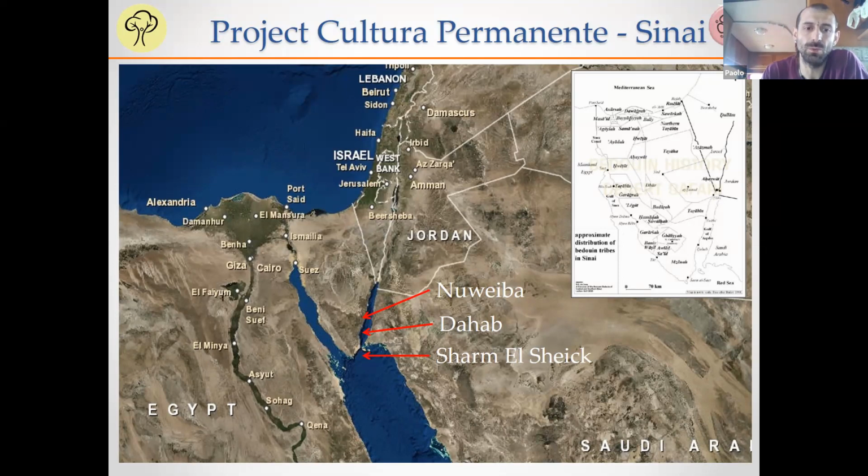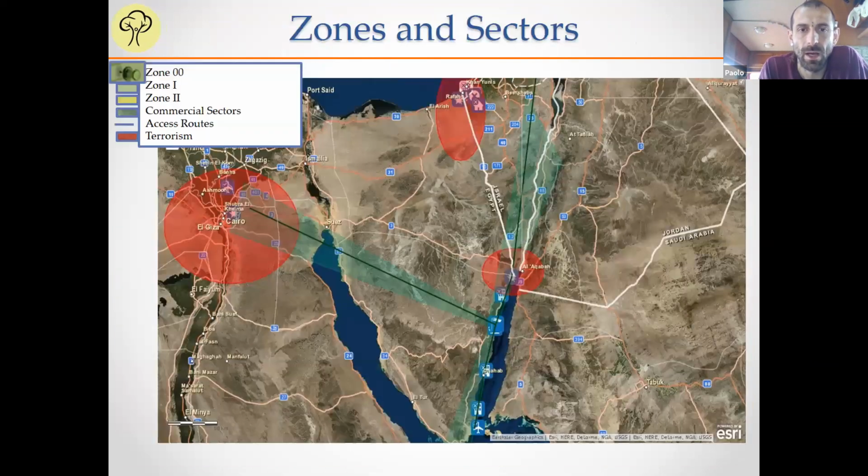Like 200 km from Sharm el Sheikh. So in the middle between Sharm el Sheikh and the border with Israel, there is this little village that is called Nuweiba. Nuweiba is in Bedouin language. You see on the corner on the left, there is the logo of the principle, observe and interact.